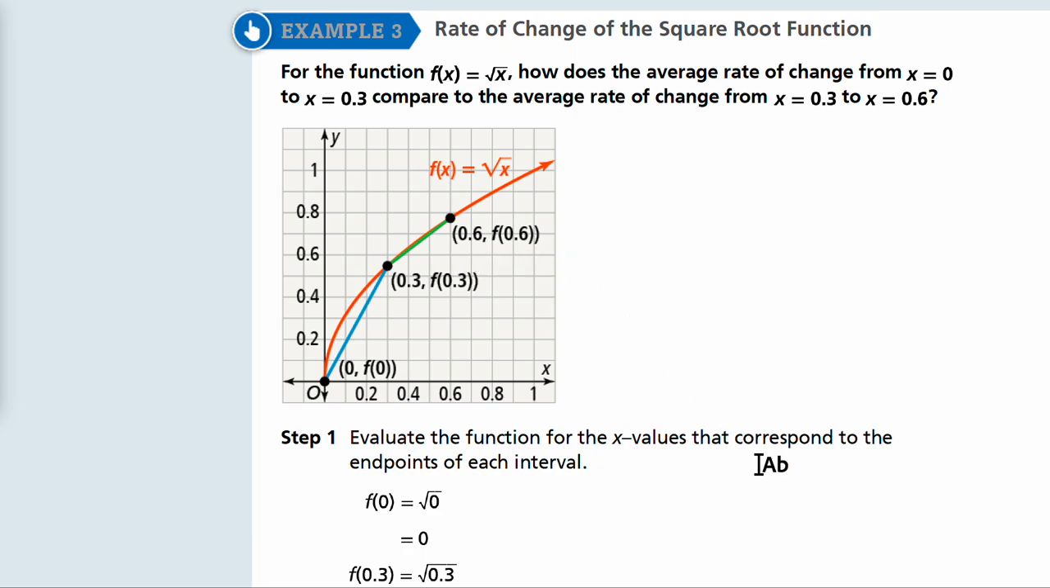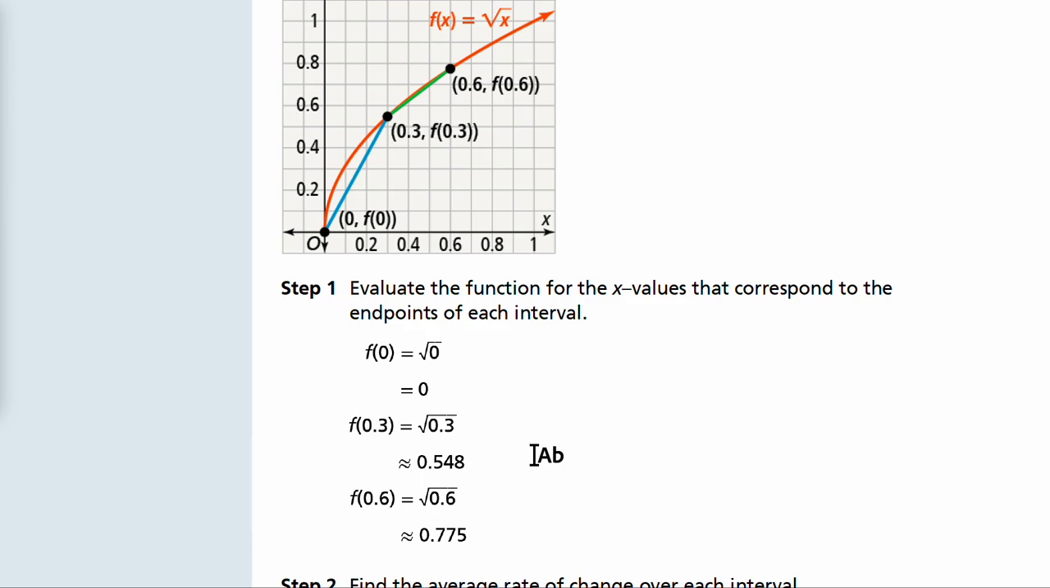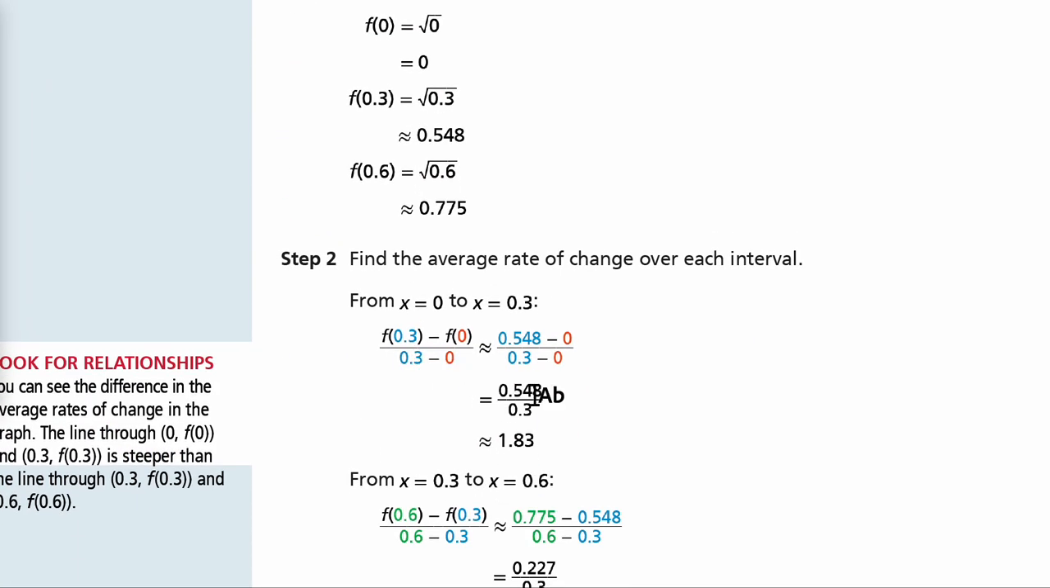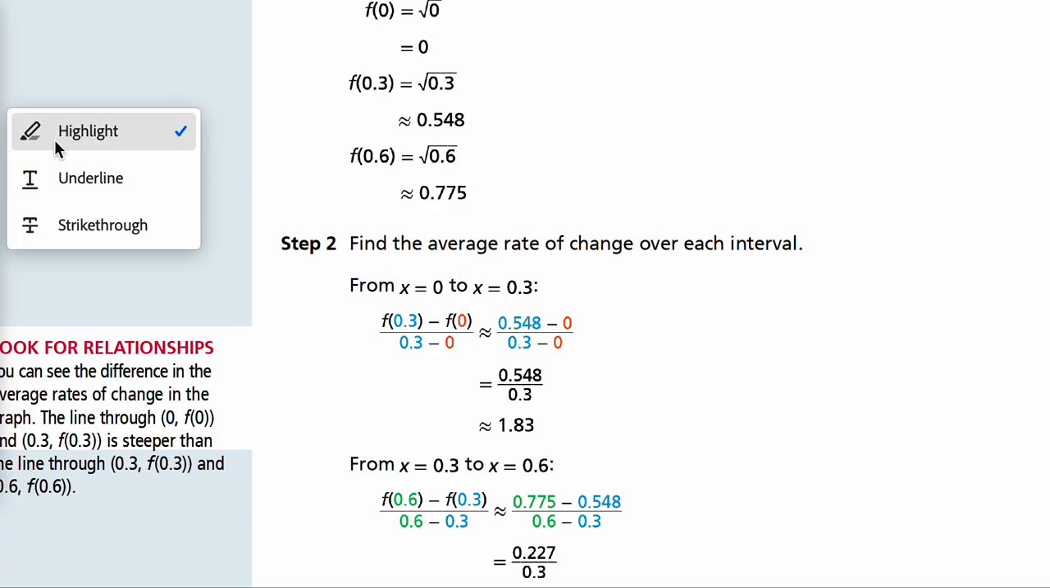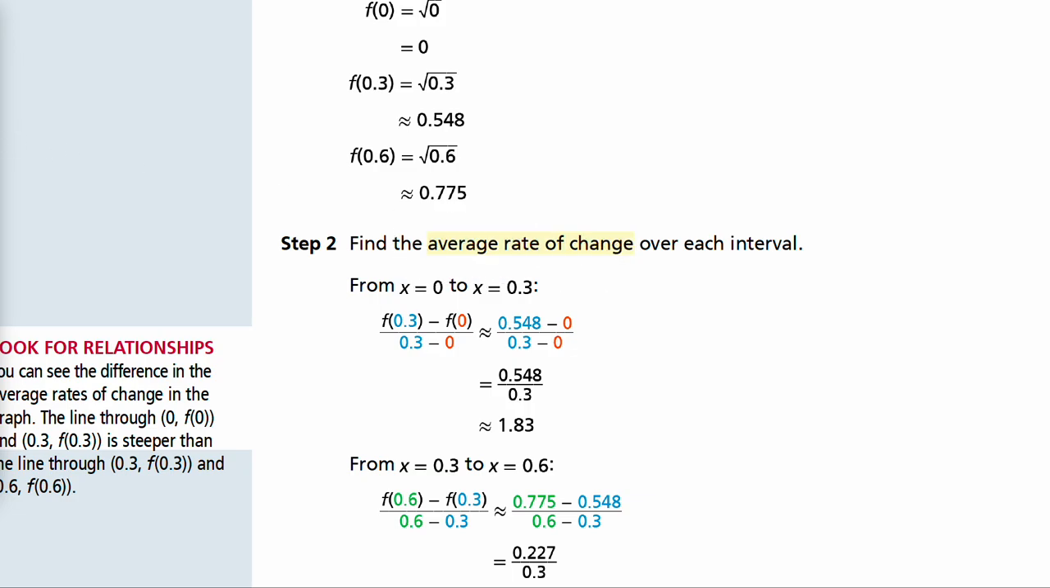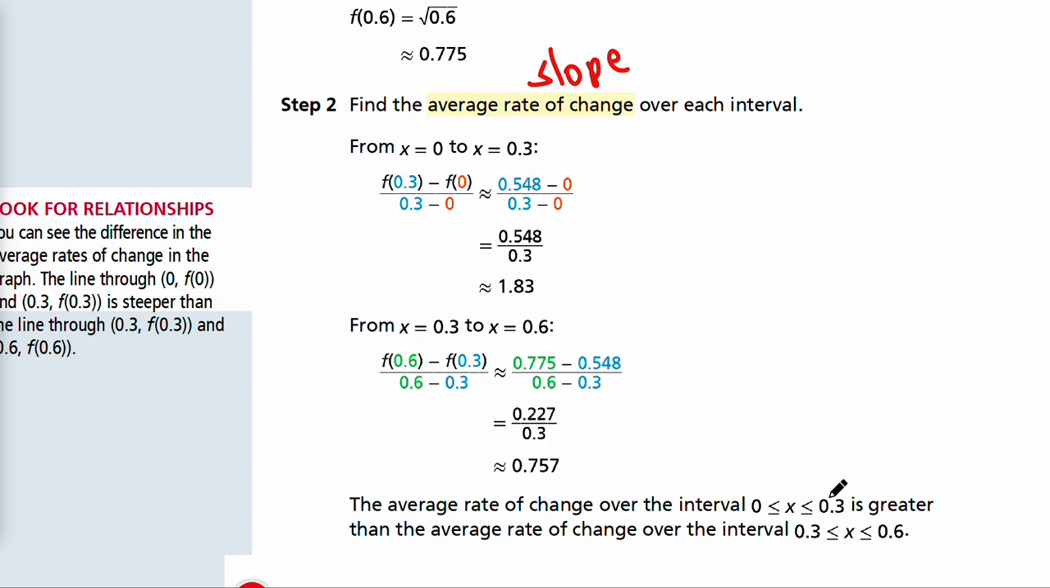So for the square root functions, you can find the endpoints of each interval and use the slope equation to figure out the slope for that interval. That is called the average rate of change, another word for slope. We're going to use the phrase average rate of change a lot, but basically you can think of it as a slope. So the average rate of change over the interval 0 to 0.3 is greater than the average rate of change over the interval 0.3 to 0.6.